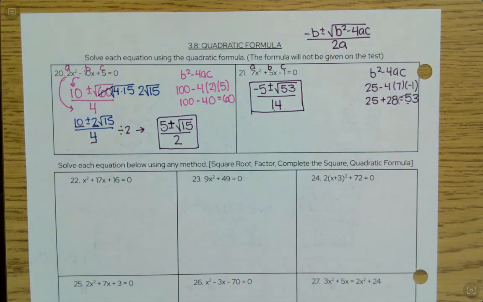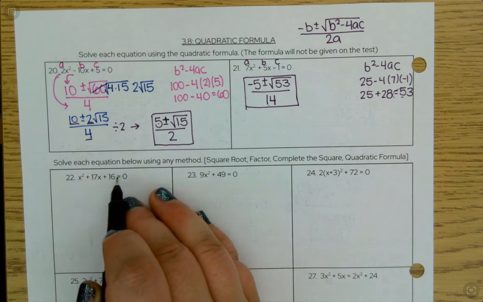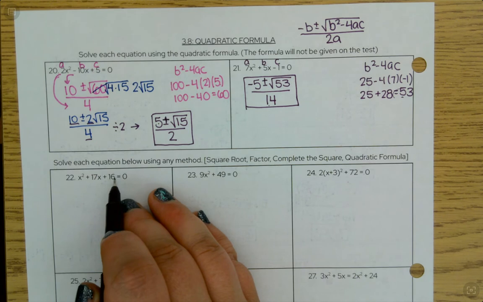Okay, now I'm going to show you how to solve each equation below using any method and kind of talk to you about which one you should pick. So as you approach a problem, count the number of terms. This one has 1, 2, 3. That means you might be able to factor it. Factoring is a good place to start on it.